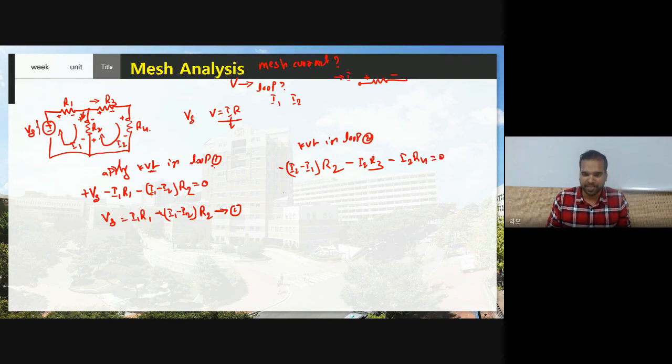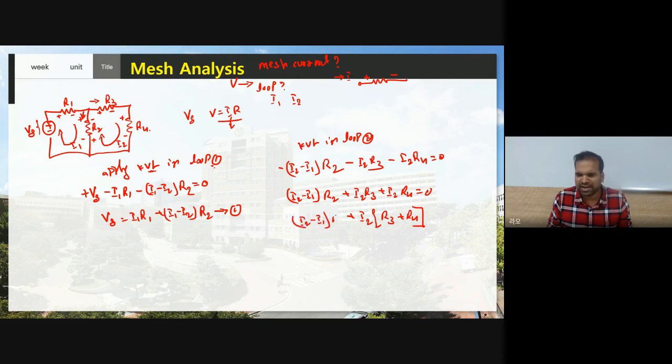Yes or no? Yes. Therefore, if I multiply with minus, what happened? Therefore, (I2 minus I1) into R2 plus I2 R3 plus I2 R4 equal to 0. Now from here I can take I2 common, right? If I take I2, therefore this is (R3 plus R4), and then (I2 minus I1) R2. Now let us consider this is your equation 2.